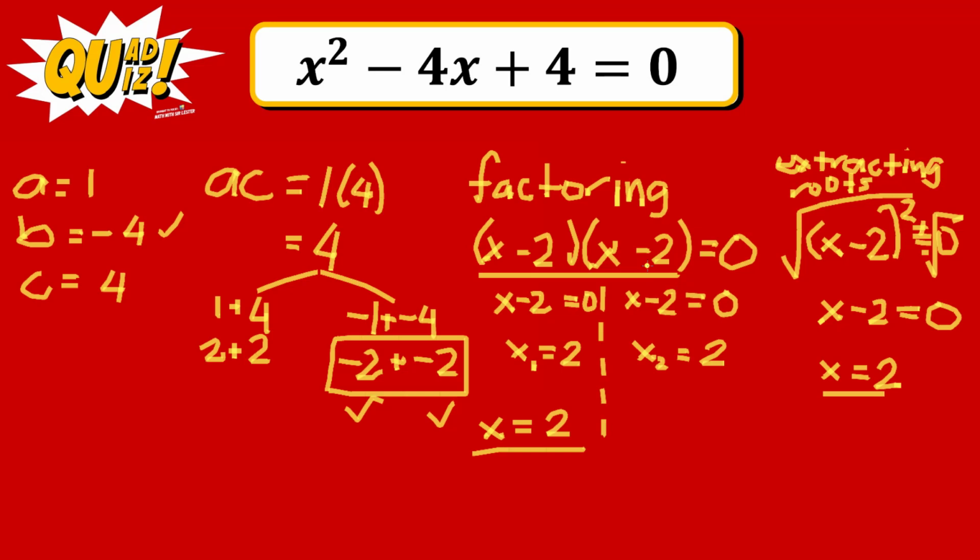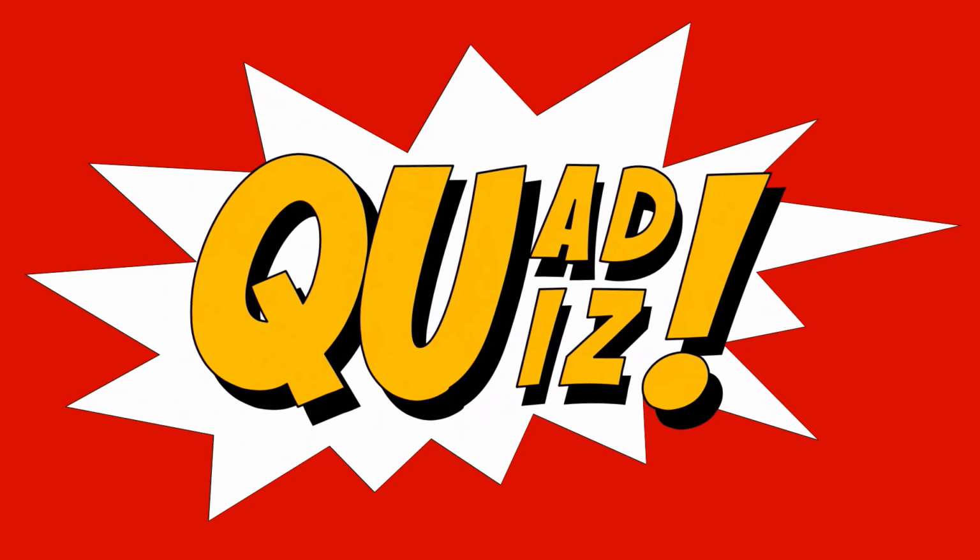So again, the point here is, since this is factorable using the AC way and the understanding of it, we can use factoring to solve for the root. Or we can solve this as well. So this is the discussion for this QuadQuiz.